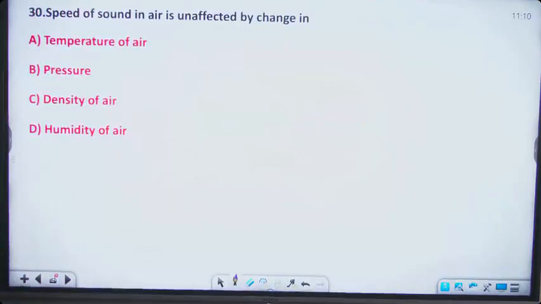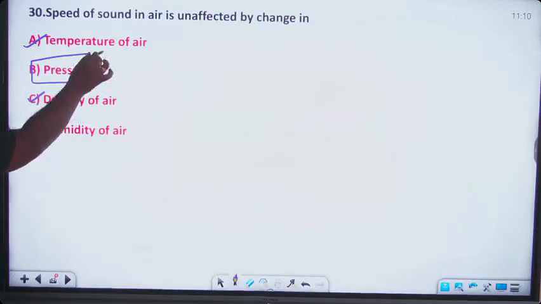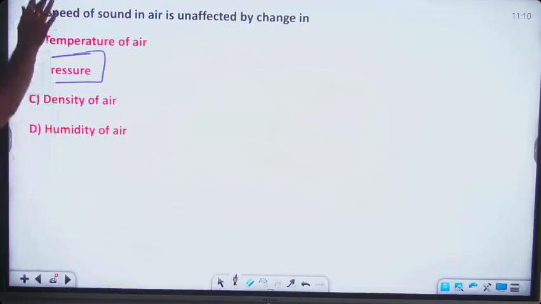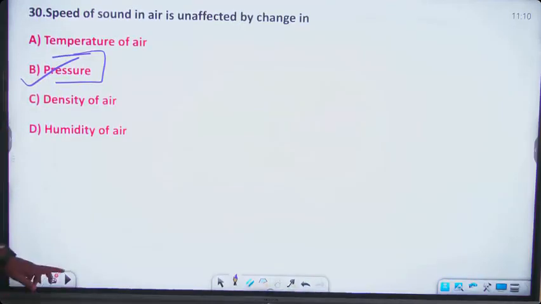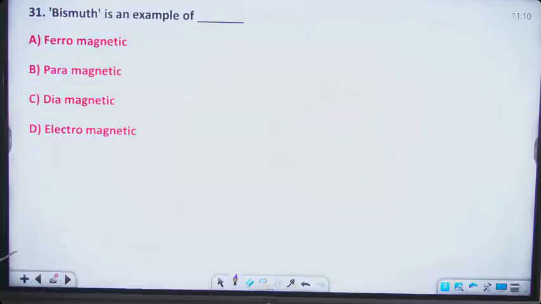Then the velocity of sound in air is affected by the change in... Velocity of sound depends on temperature, density, and humidity. It does not depend upon atmospheric pressure. So B is the right answer here. Then bismuth is an example for, right? It's an example for a diamagnetic material.